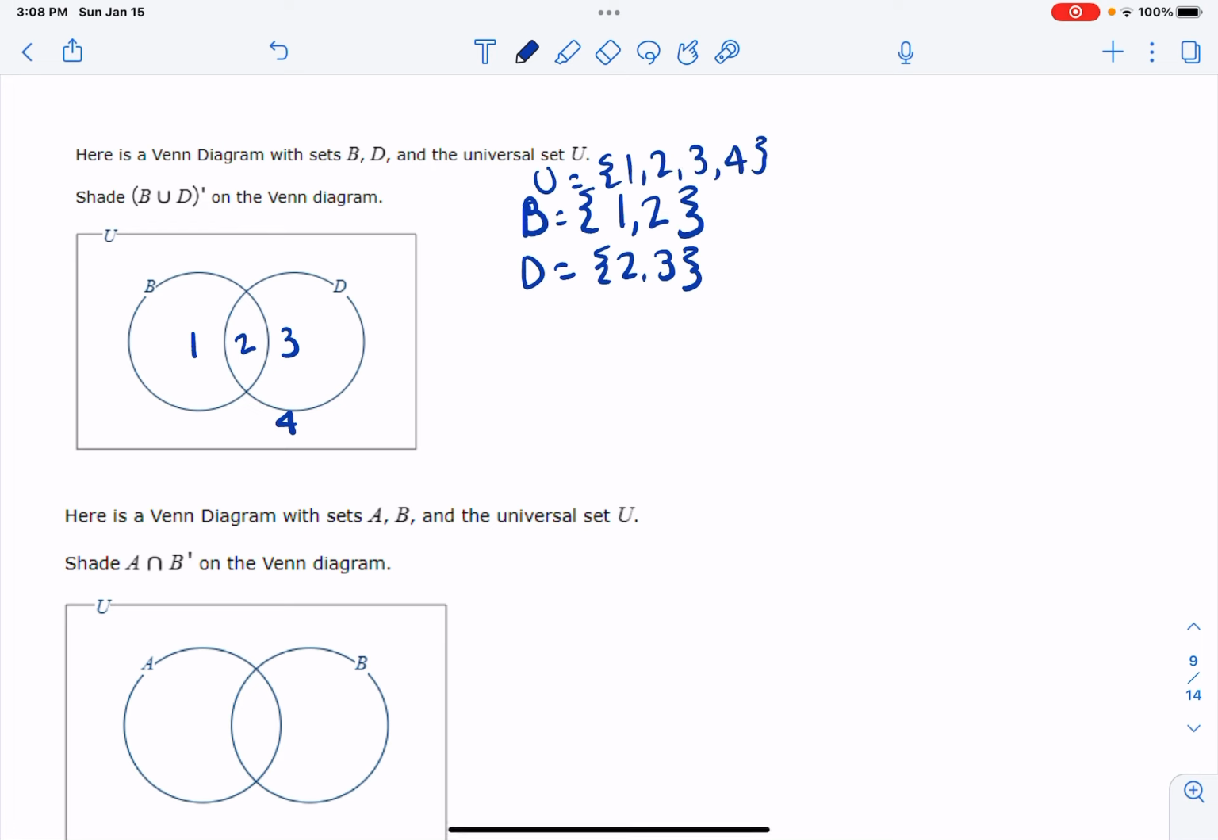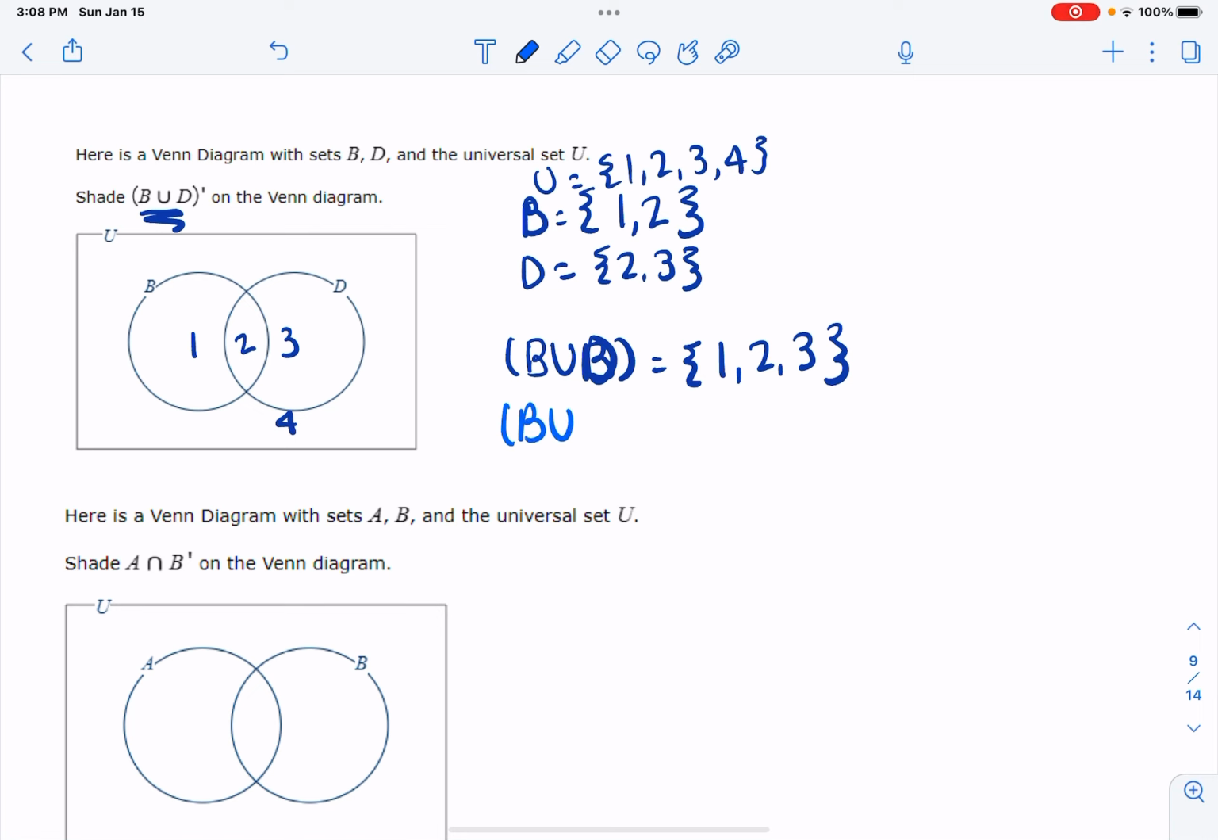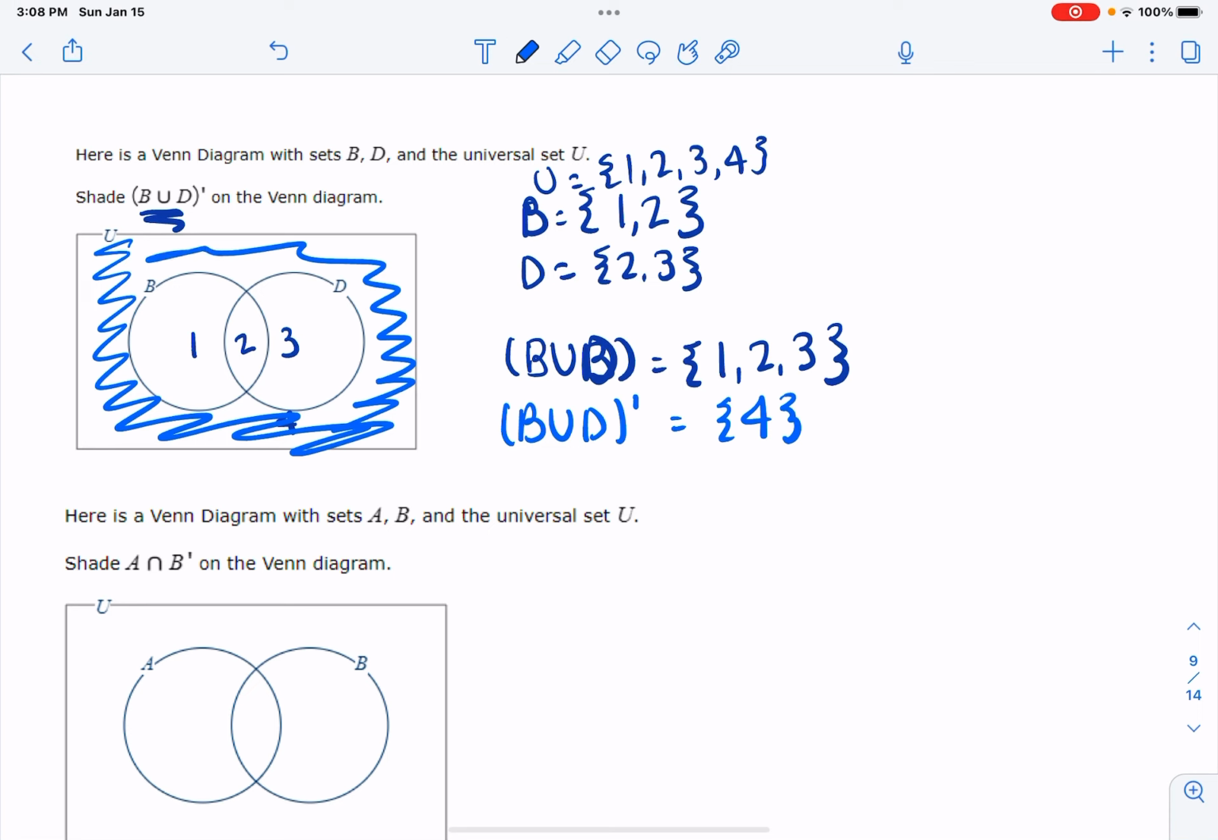Okay, so you've got to do the union of B and D first. So I put B and D together first. So that would be 1, 2, and 3. So what is not in B and D? What have I not listed? Well, that would be 4. So then I would shade where 4 is, which is on the outside.